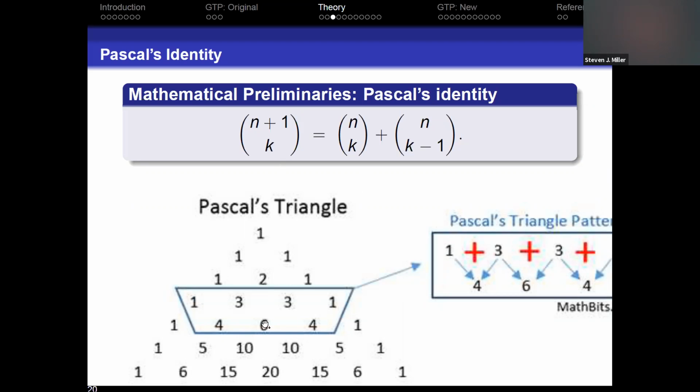So each number is the sum of the two numbers above it, to the left and the right. So 6 is 3 plus 3. 5 is 1 plus 4. 15 is 10 plus 5. And if you want over here, this 1 is going to be 1 plus, if you want to consider it a 0, you can consider it a 0 that way.